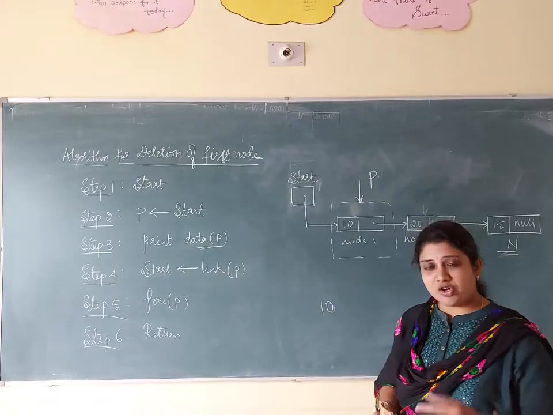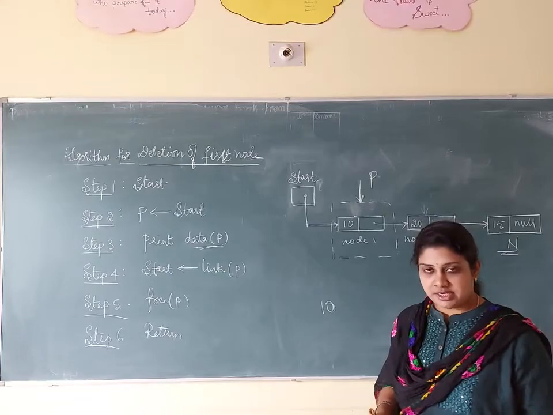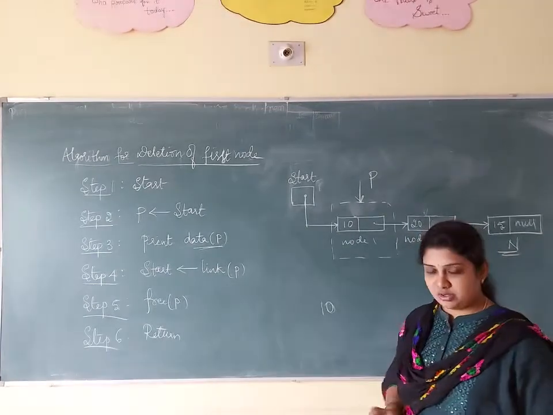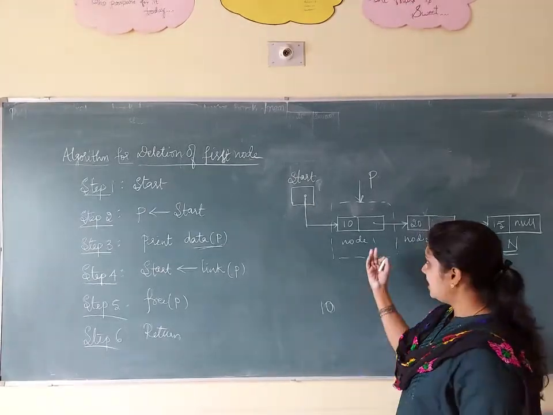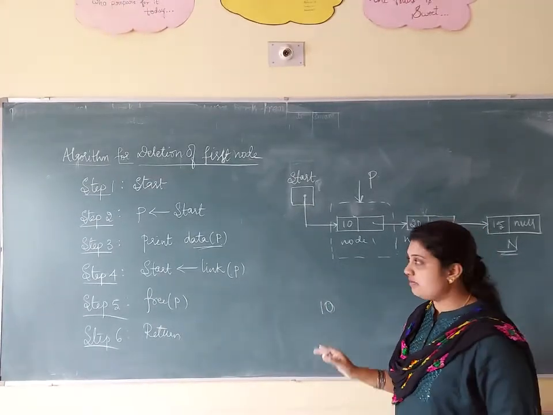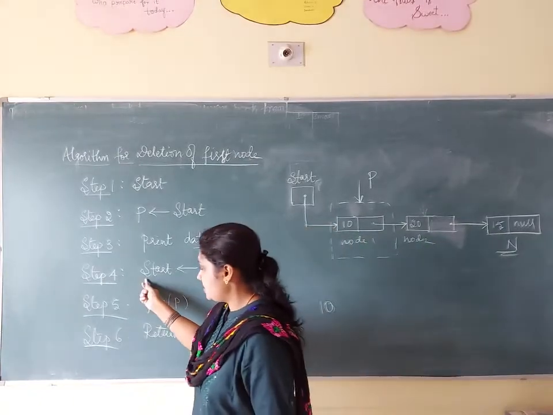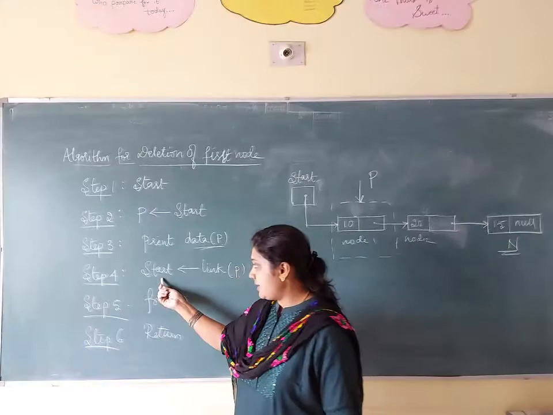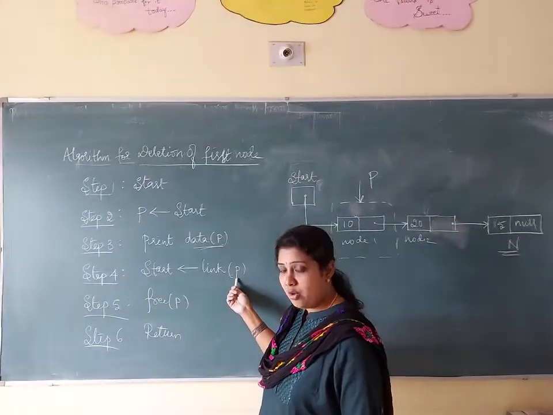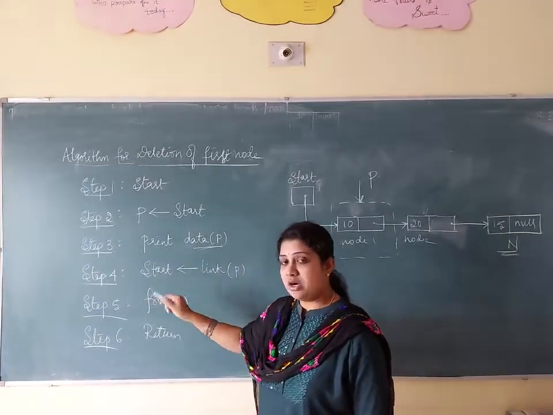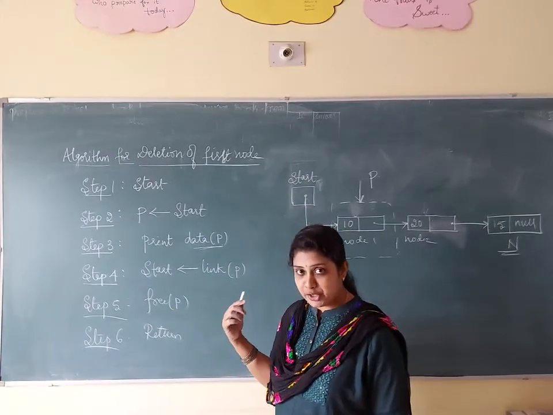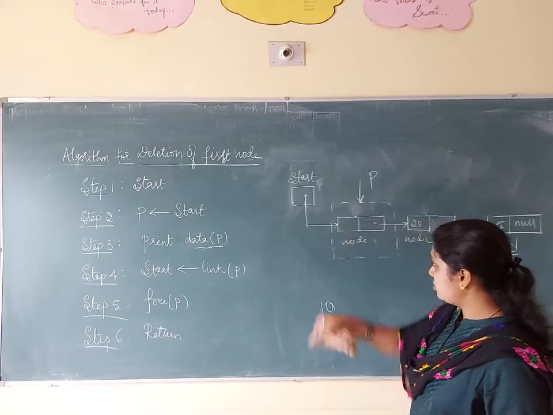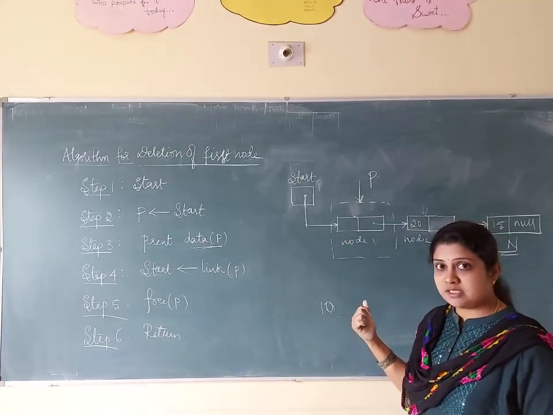That will be printed, or you can store it in some other temporary variable, because directly we cannot do the deletion operation. Either you can store it in a temporary variable or else you can print. You just print the value. Next, start equals link of P. Now the start pointer you have to link with your second node. After printing, this data is not there here.